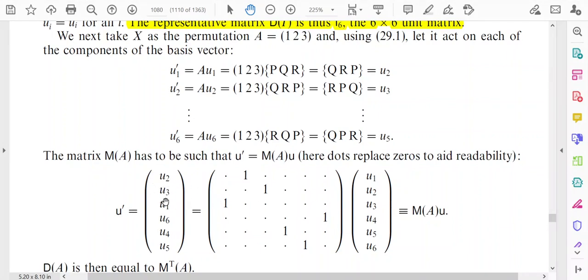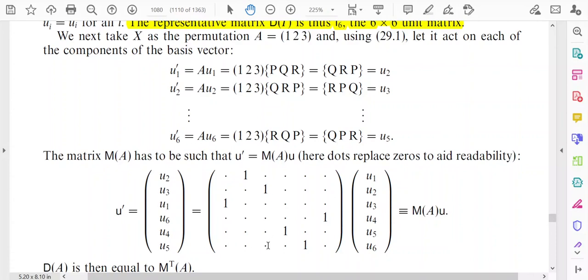Similarly, you see that here it is u3, we should obtain u3. So if we have to obtain u3, then we have to write 1 in the third position, because you see u3 is in the third position. So when this particular row is multiplied with this particular column, we will obtain u3. All other elements will be 0. In this way you can easily find the matrix Ma.